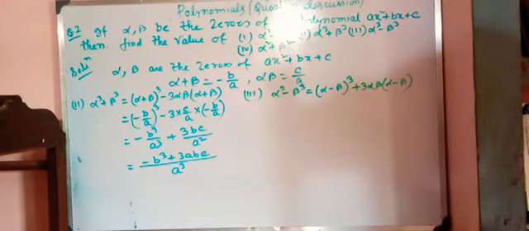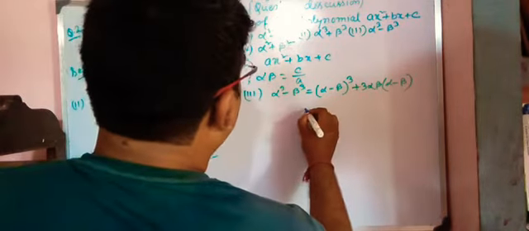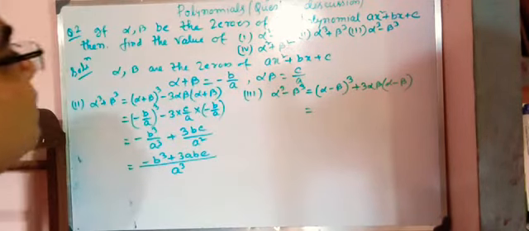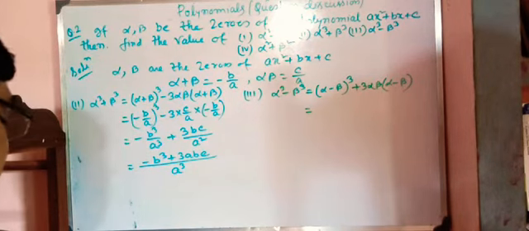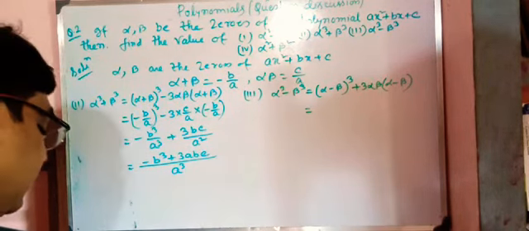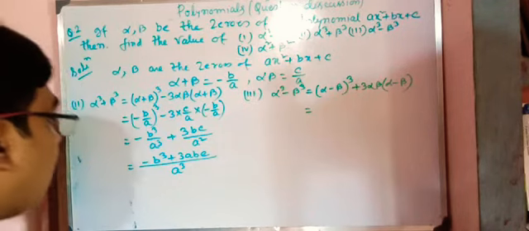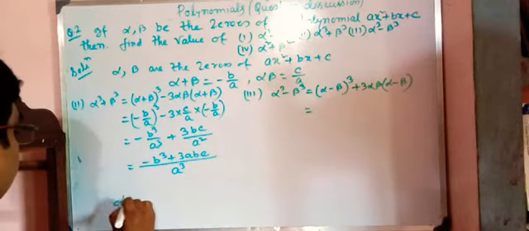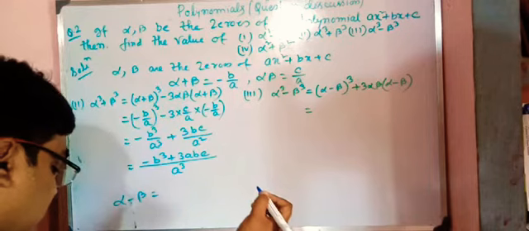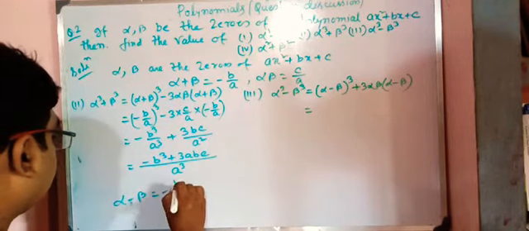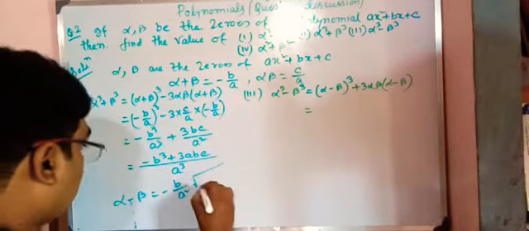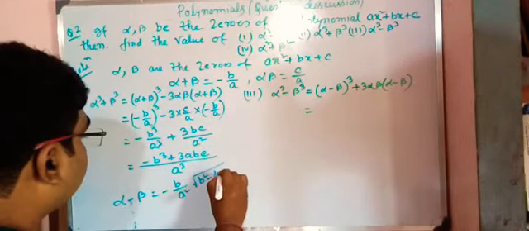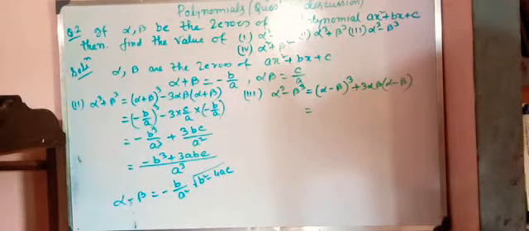So this formula we have to use: alpha cube minus beta cube is equal to alpha minus beta whole cube plus 3 alpha beta into alpha minus beta. Now alpha minus beta, this value we have already computed. The value of alpha minus beta I am writing here: alpha minus beta is minus b by a square into root under of b square minus 4ac. This is the value of alpha minus beta.